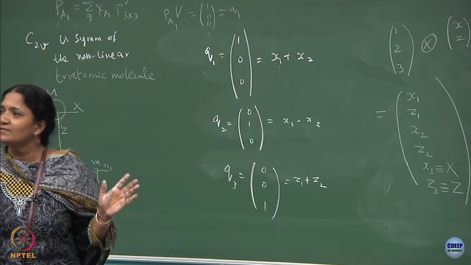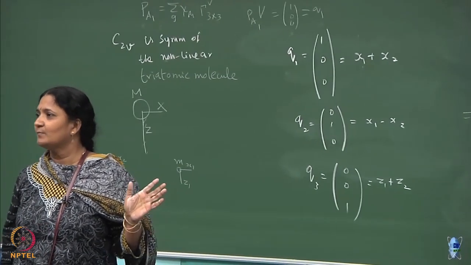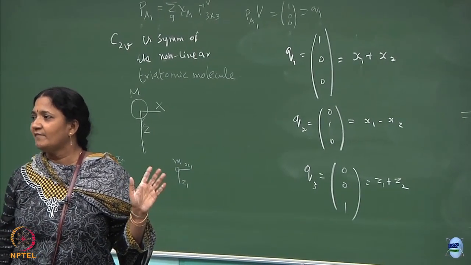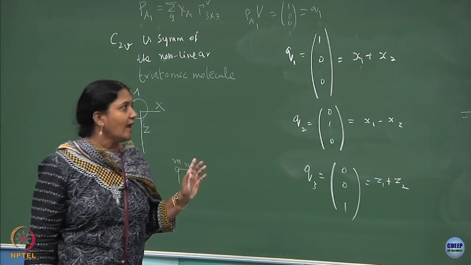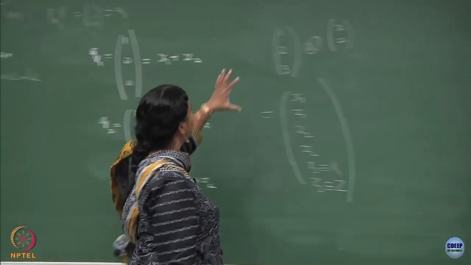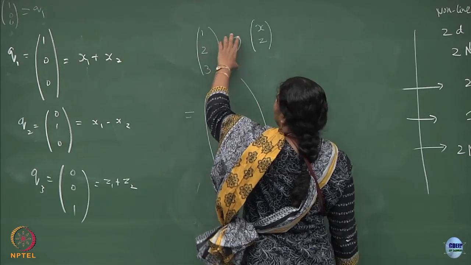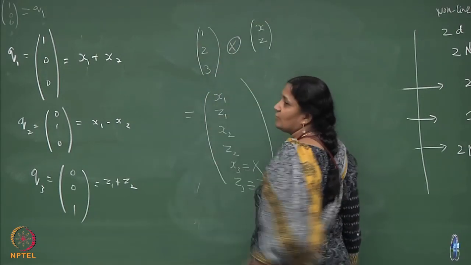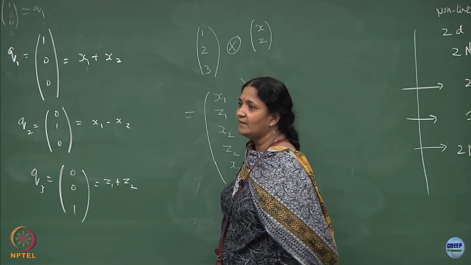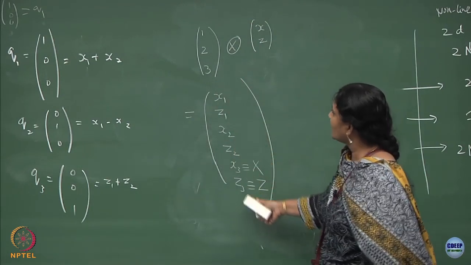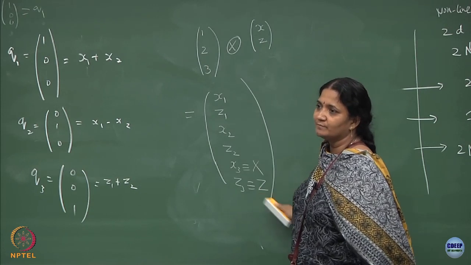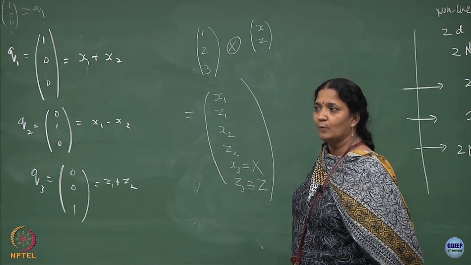So, now you see how tensor product gets in to looking at the basis state of displacements of all atoms. It is a 6-dimensional vector space. But that 6-dimensional vector space can be looked at as a tensor product of the number of atoms in a molecule, tensor product with each of their coordinates x and z, and this basis which I get can be viewed this way. Okay?